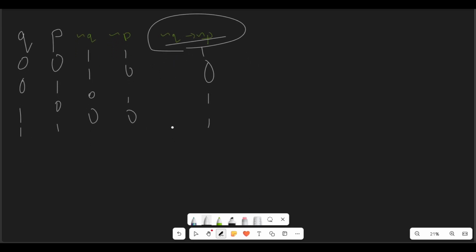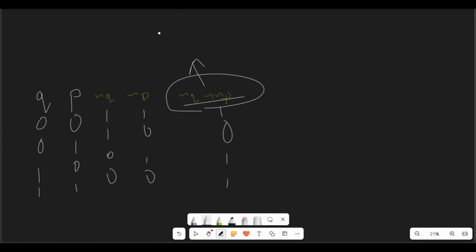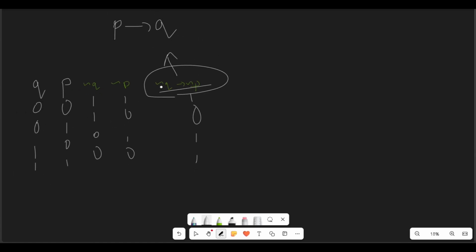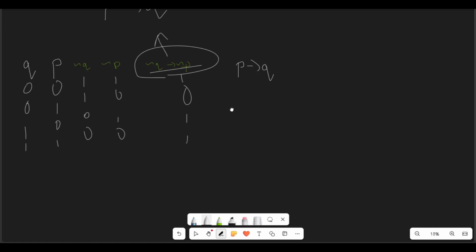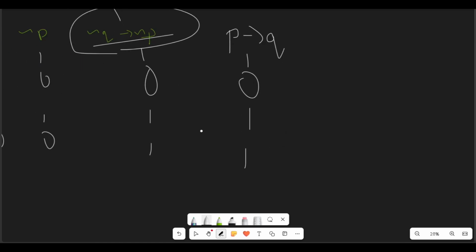But there is one very interesting phenomenon here. Since our contrapositive is derived from our conditional, which is P to Q, if I put the truth table of P to Q next to it, let's see what happens. 0, 0 is 1, and 1 means the first part of the promise is true. Let's look at the second part. What can I see here?